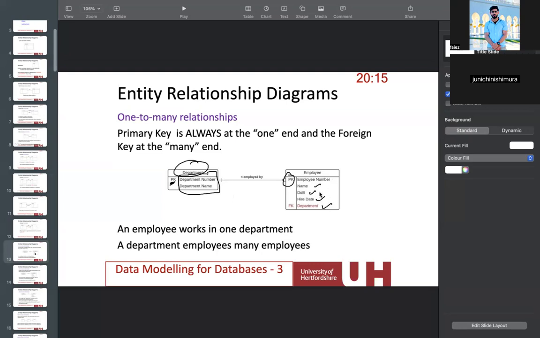So yeah, PK is the primary key, which is a unique identifier for records in the table. For example, department number is the primary key for the department entity, and employee number is the primary key for the employee entity. Then there can be a foreign key also, like FK. This is the field in one table that links to the primary key in another table. In this specific case, the department field in the employee entity is the foreign key, which links the employee to the department they work in.